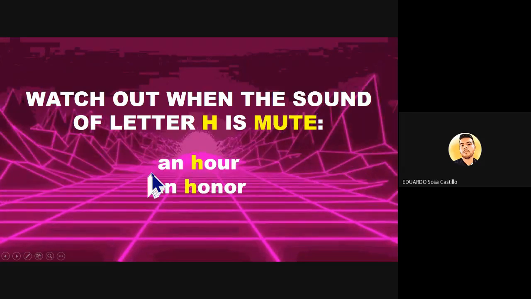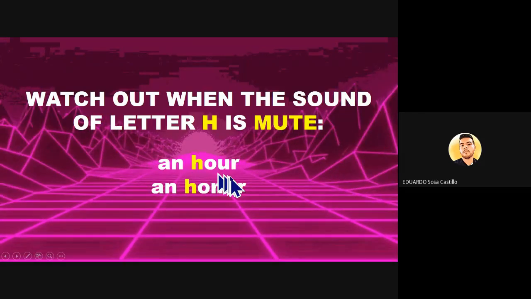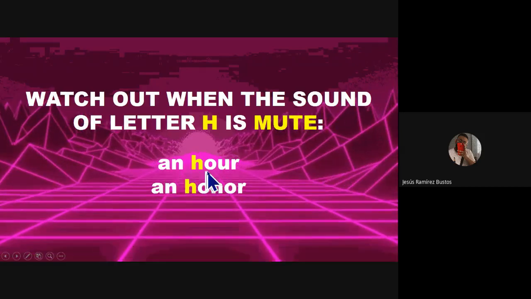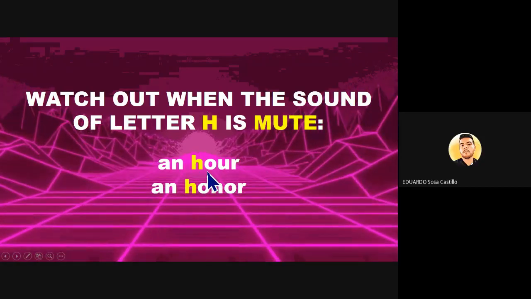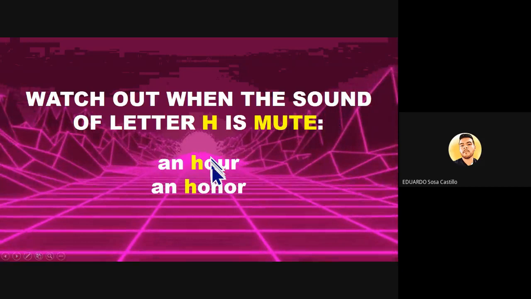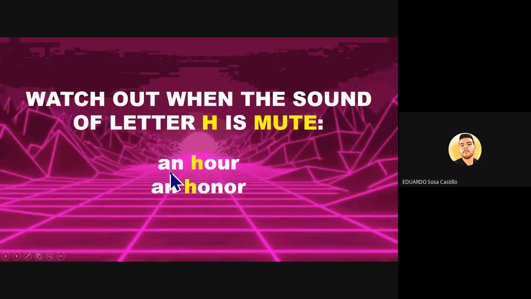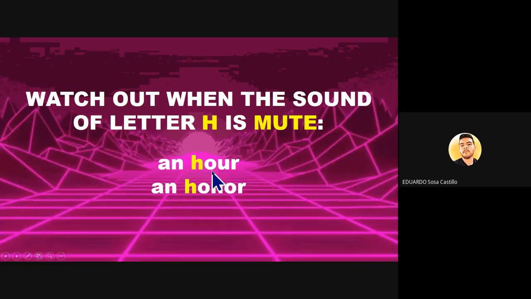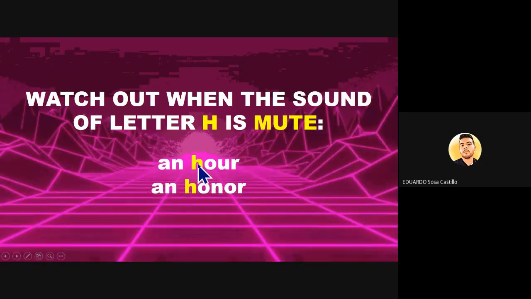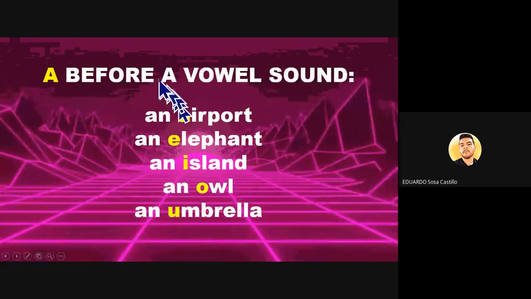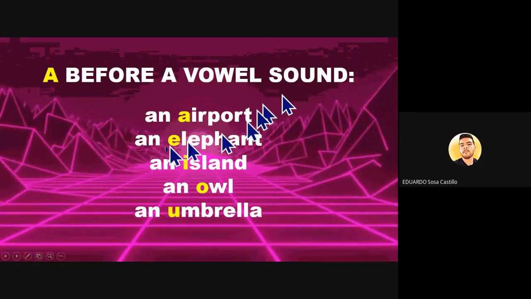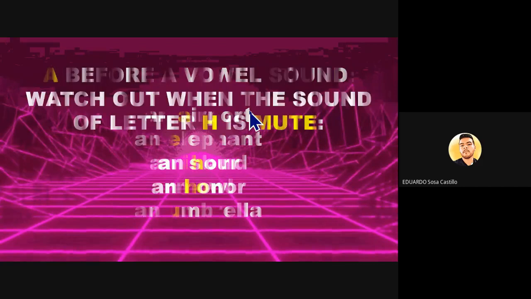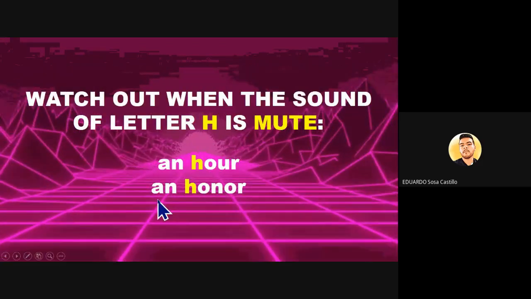Can you help me with the pronunciation of this one, Jesus? Come on. An hour. This letter O sounds like an A. Come on, an hour. Yes, because the sound is like a vowel. Can you see it? That's why it's an, because the sound is like a vowel. Come on, Jesus, let's go to the next one.